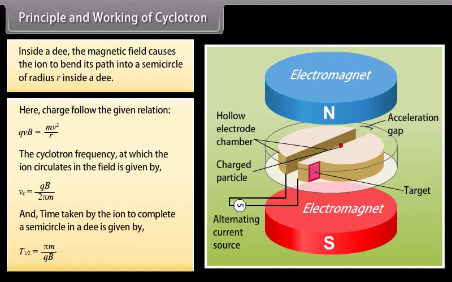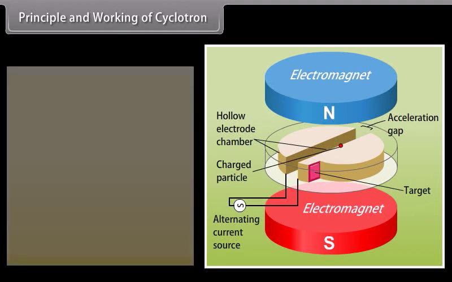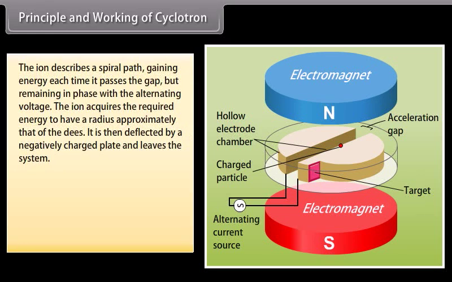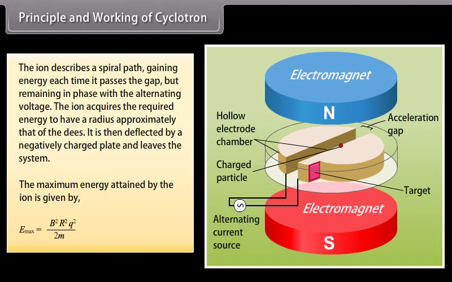This energy gain does not affect the resonance condition except increasing the orbit size. The ion describes a spiral path, gaining energy each time it passes the gap, but remaining in phase with the alternating voltage. The ion acquires the required energy to have a radius approximately that of the Ds. It is then deflected by a negatively charged plate and leaves the system. The maximum energy attained by the ion is given by B²R²q²/2m.